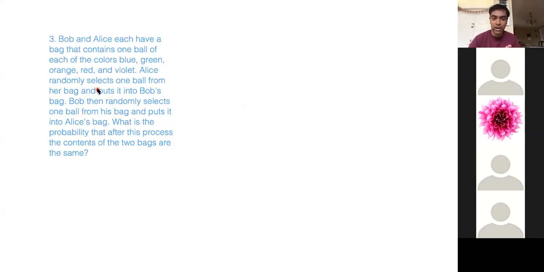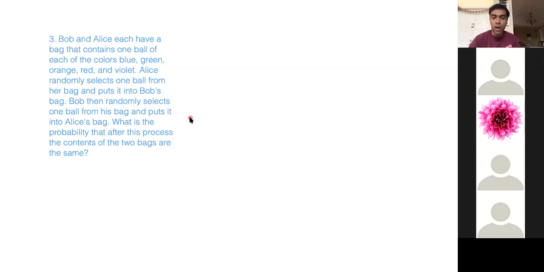First, Alice randomly selects one ball from her bag and puts it in Bob's bag. So whichever color she picks and moves to Bob's bag, Bob now has 2 of that one color and 1 of the remaining ones, right? So he now has a total of 6 marbles or 6 balls instead of 5 with 2 of the same color. So essentially now the thing that needs to happen to go back to the original is that one of those 2 needs to go back to the original one, right?